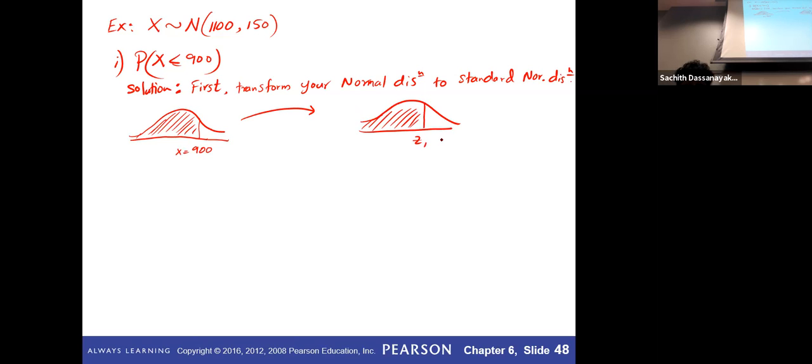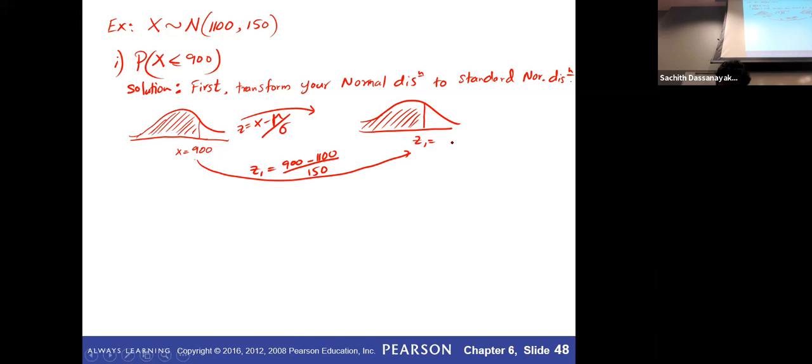So let's say this is C1. This C1 equals this function or formula: C equals x minus mu divided by sigma. So this transformation from here to here, C1 equals x is 900 minus mu, this much, 1100, divided by sigma, 150.